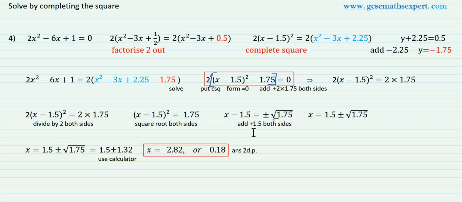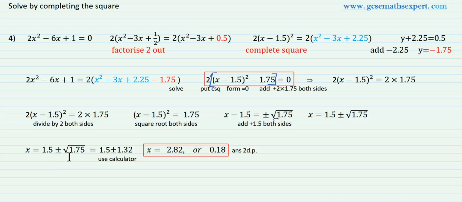Okay, then you add plus 1.5 to both sides, yeah? You get this, so you'll be left with x, yeah? X then will be 1.5 plus or minus the square root of 1.75. Okay? So then we'll have x is equal to 1.5 plus or minus the square root of 1.75, yeah?